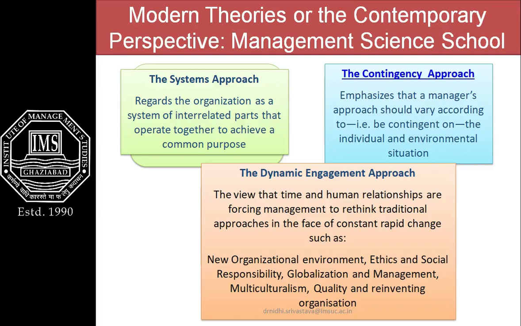Two theories are clearly defined. One is the systems approach, which treats the organization as a system, which is focusing more on the internal environment of the organization, and the contingency approach, which is focusing more on the external environment of business. Internal environment changes, system changes. External environment changes, management style changes. So these two theories are the part of modern theories of management. And last, the one which is still in the nascent stage, which is still developing, that is the dynamic engagement approach, where the contemporary practices which are being used by the managers are also included.